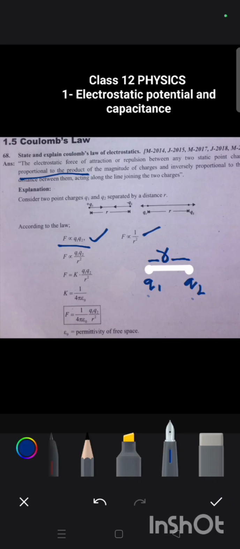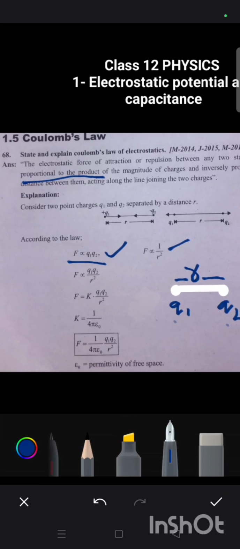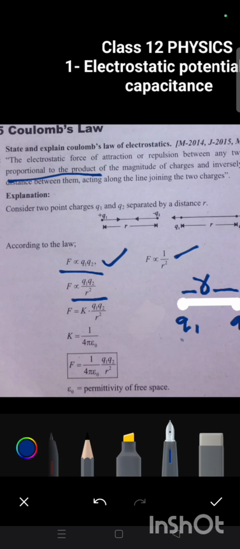Combining both the equations, according to the law, we get F is directly proportional to the product of the charges and inversely proportional to the square of the distance. F is directly proportional to Q1 Q2 divided by R square. To remove the proportionality, we take a proportionality constant which is K. As of now, we don't know the value of K. It is just some constant. F is equal to K Q1 Q2 by R square.